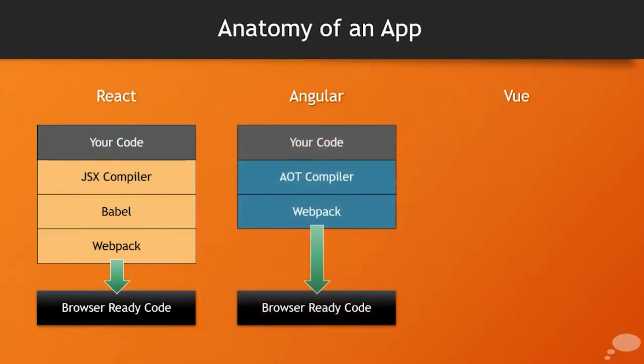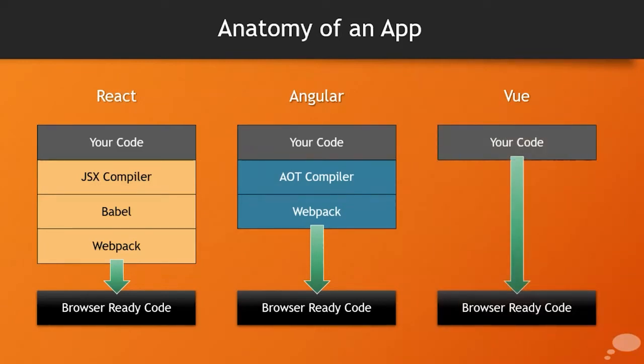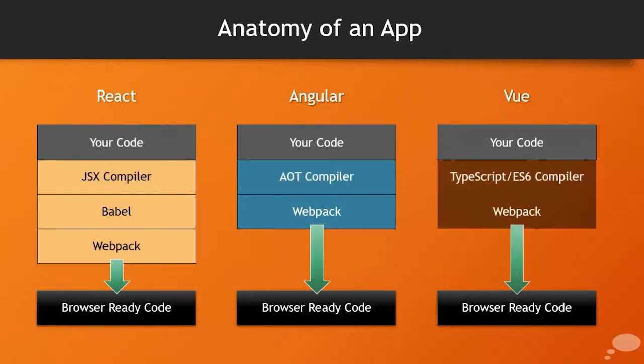And Angular is pretty much the same, except there isn't a JSX compiler. There's still a compiler and Webpack, and then you're producing your ready code. Vue doesn't require you to use a compiler at any point. You can do it all as just JavaScript. It does allow you to use TypeScript or an ES6 compiler like Babel, Webpack, but those are optional. The way that Vue works, it isn't relying on the compiler to make the code work. And that to me is sort of the magic there.